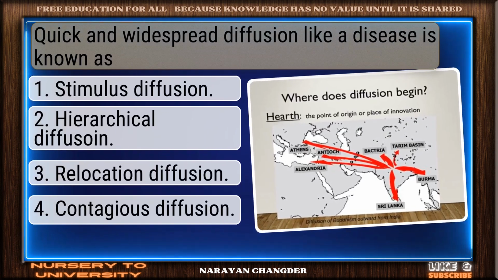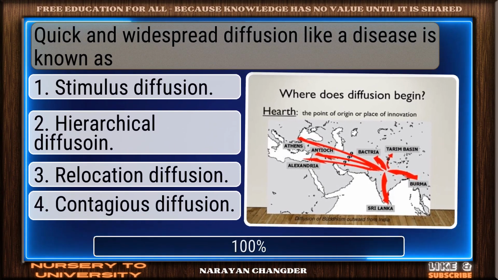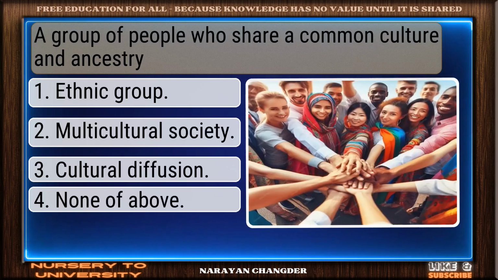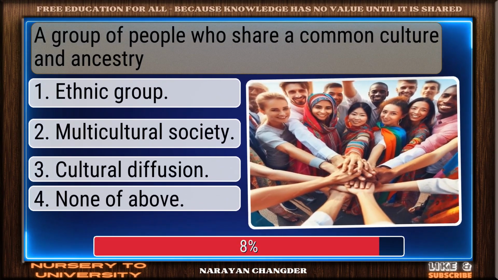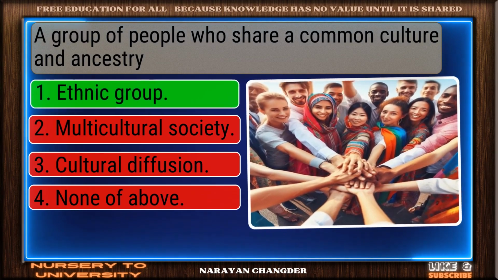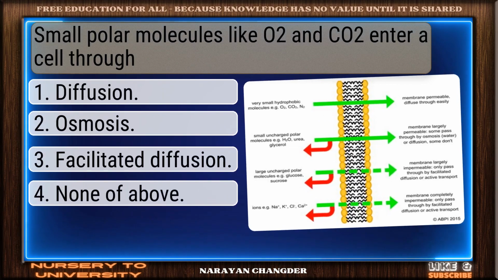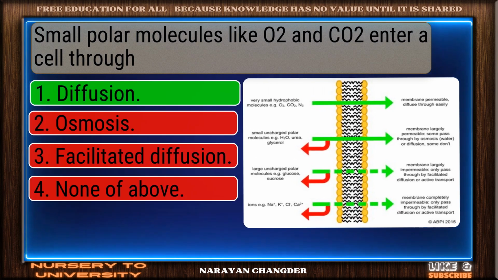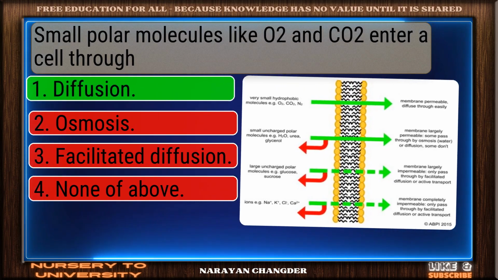Quick and widespread diffusion, like a disease, is known as. Good job. Your answer, contagious diffusion, works well here. A group of people who share a common culture and ancestry. Well picked. Ethnic group is the correct answer. Small polar molecules like O2 and CO2 enter a cell through. Good thinking. Diffusion is the right answer.